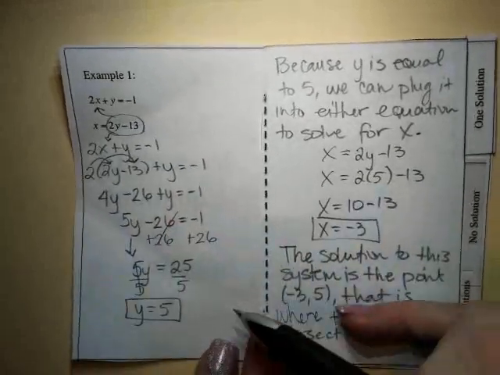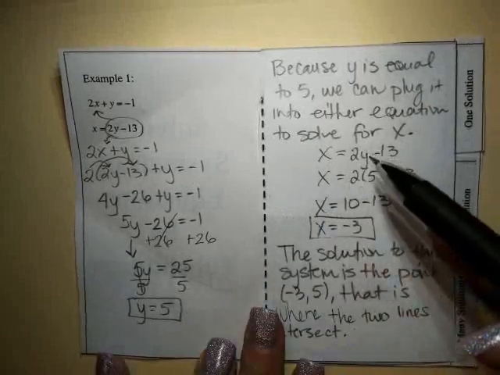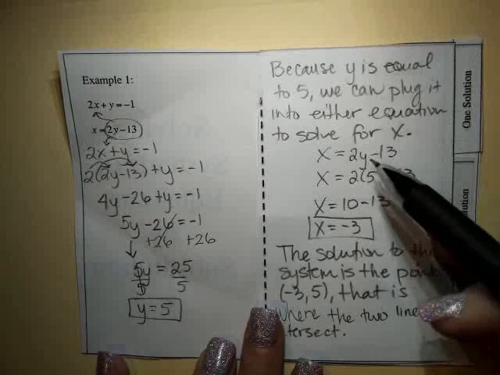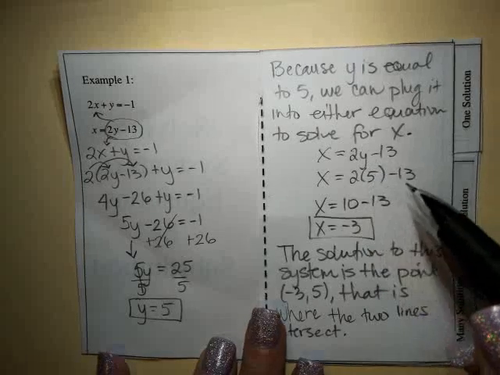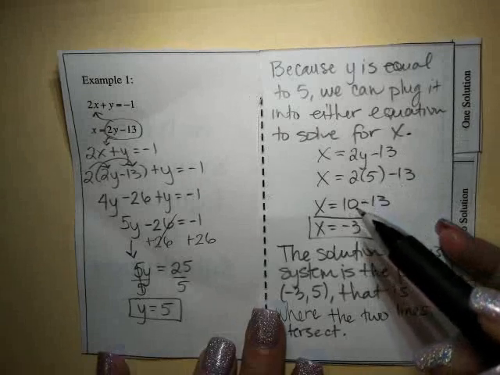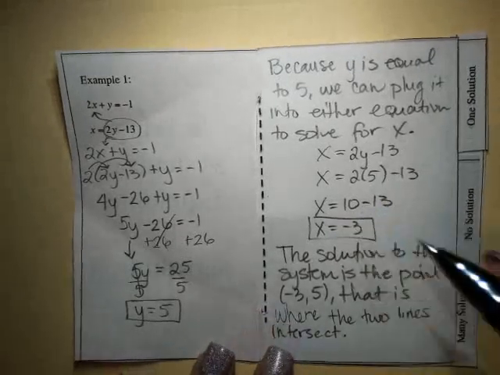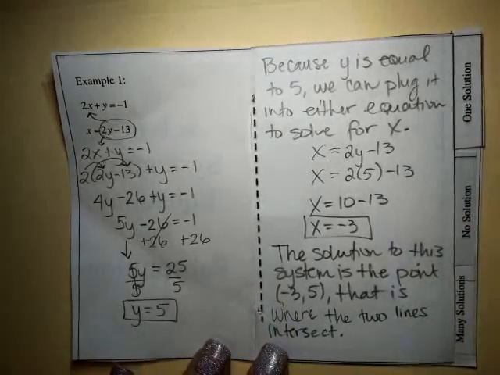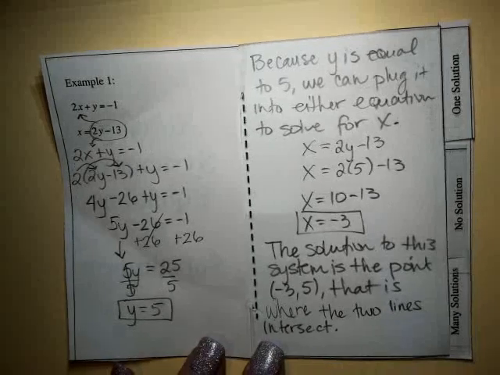We just said down here that y was equal to 5. So I should be able to substitute, there's that word again, 5 anywhere there's a y. So then x in effect is 2 times 5 minus 13. 2 times 5 is obviously 10. So you get x is equal to 10 minus 13, or x is equal to negative 3. The solution to this system is the point negative 3, 5. That is where the two lines intersect.